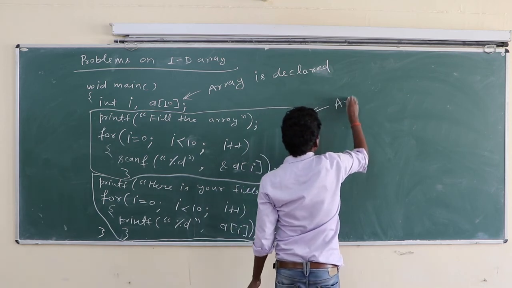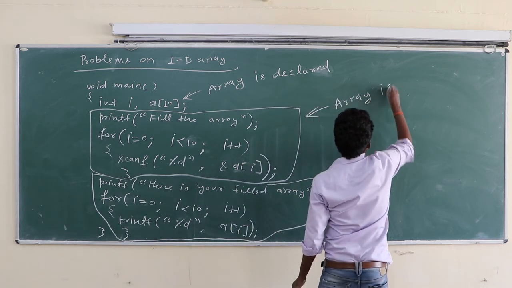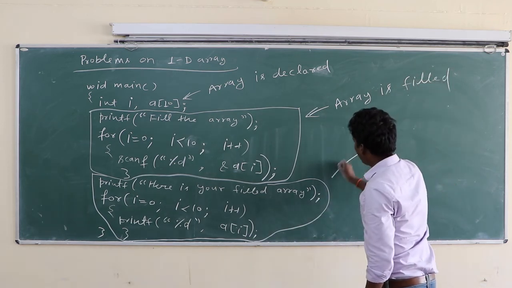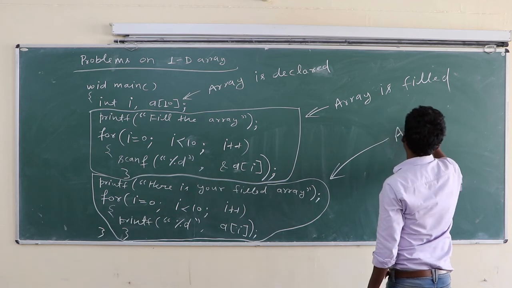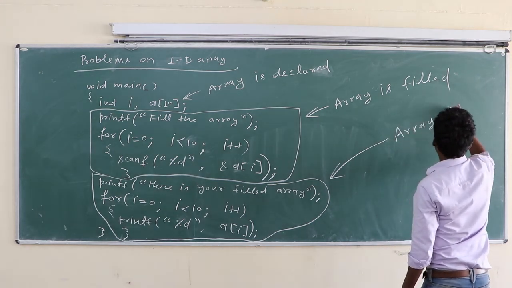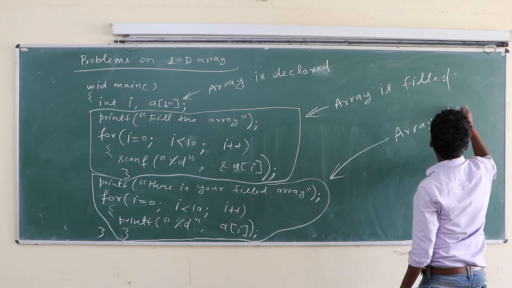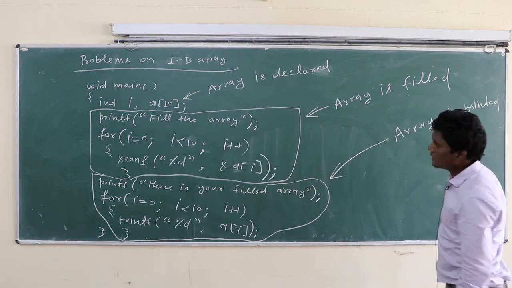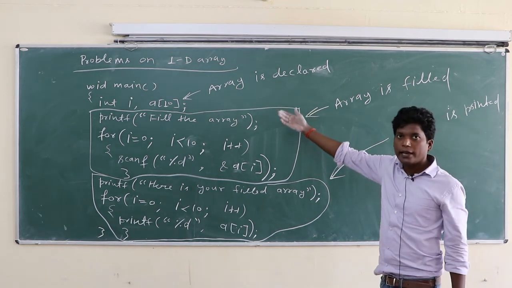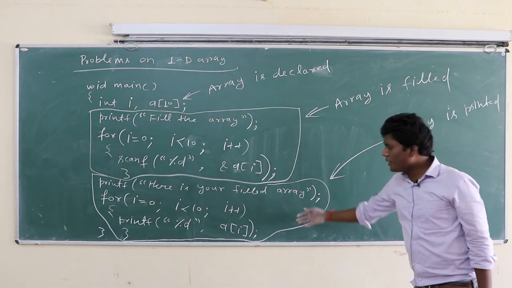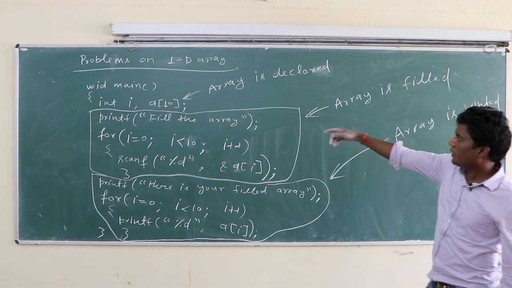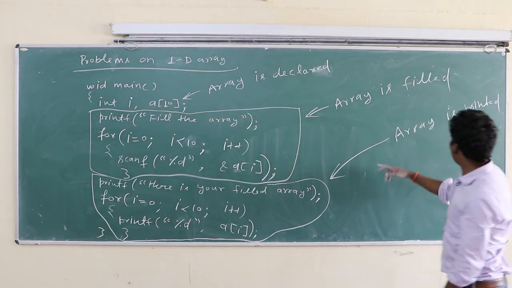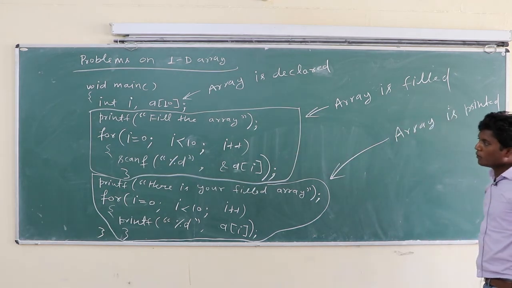Here array is filled, and here array is printed. Okay class, there are three things. First declare the array, then fill the array, and then print the array elements. So here array is declared, here array is filled, and here array is printed.